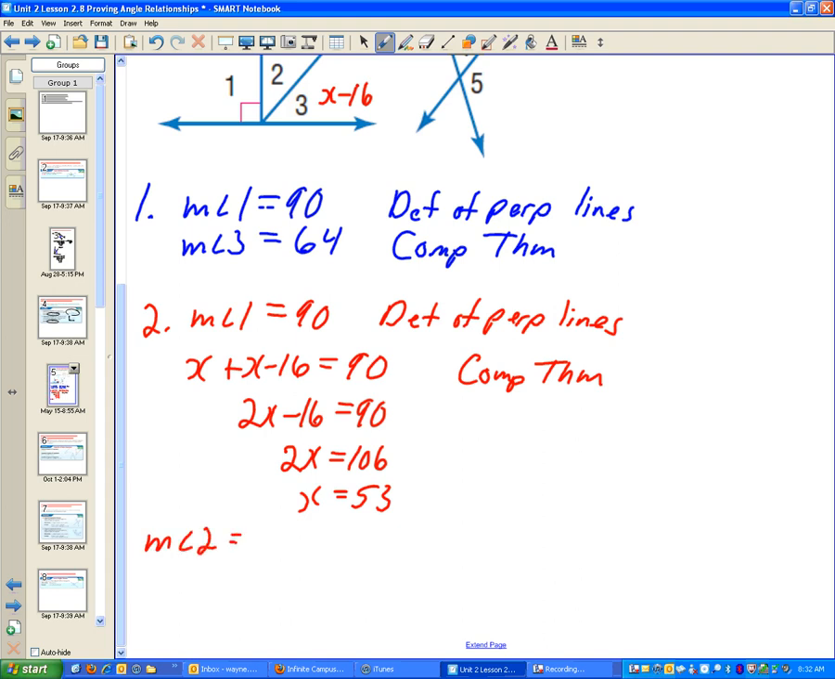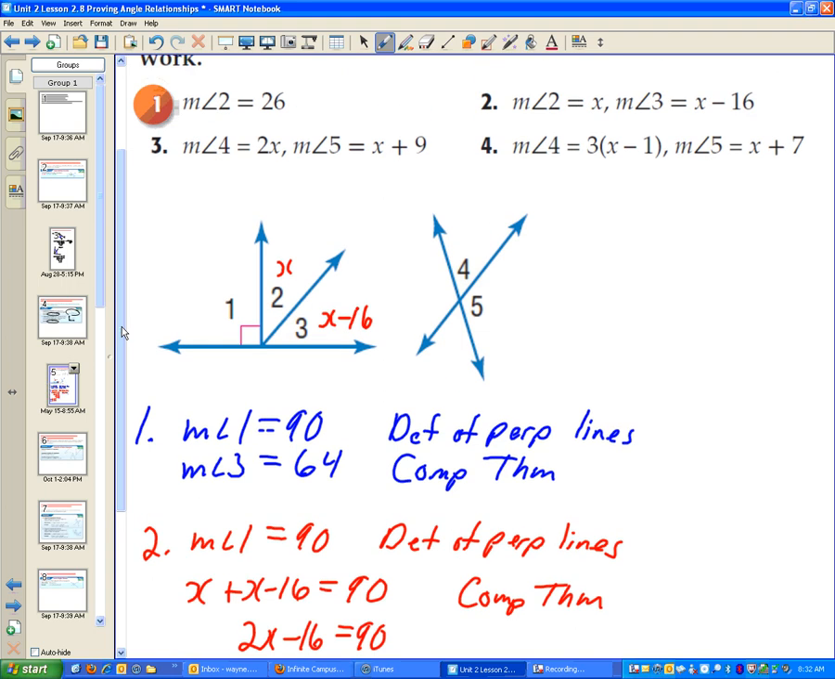So then what's the measure of angle 2? 53. What's the measure of angle 3? 37. Either by doing x minus 16 or by doing 90 minus 53. All right, so that was the complement theorem that gave us all that. Make sense? All right.